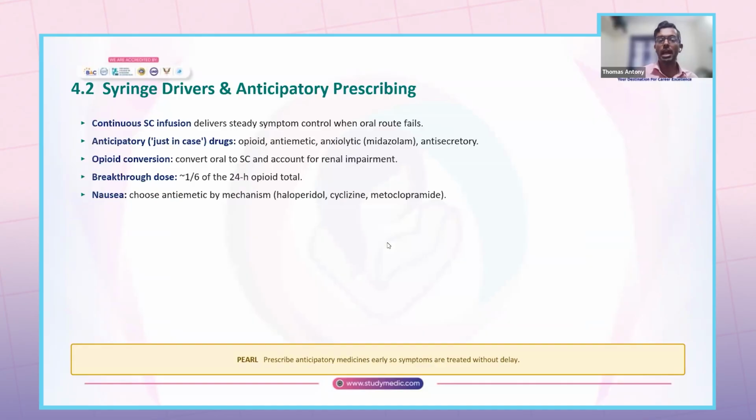Syringe drivers and anticipatory prescribing. Continuous subcutaneous infusion delivers steady symptom control when the oral route fails. Anticipatory drugs include opioids, antiemetics, anxiolytics, and antisecretory agents. These are the just-in-case medications. Convert opioids from oral to subcutaneous and account for renal impairment. So what is a breakthrough dose? It is of this opioid, that means 1/6 of the 24-hour opioid total. Nausea, use antiemetic by mechanism.